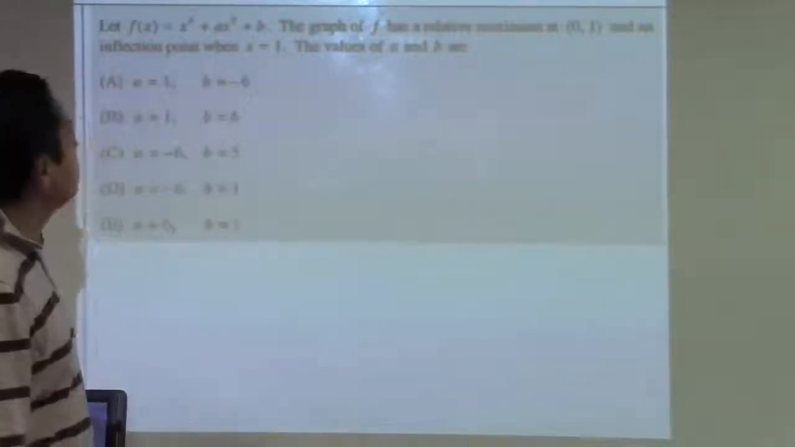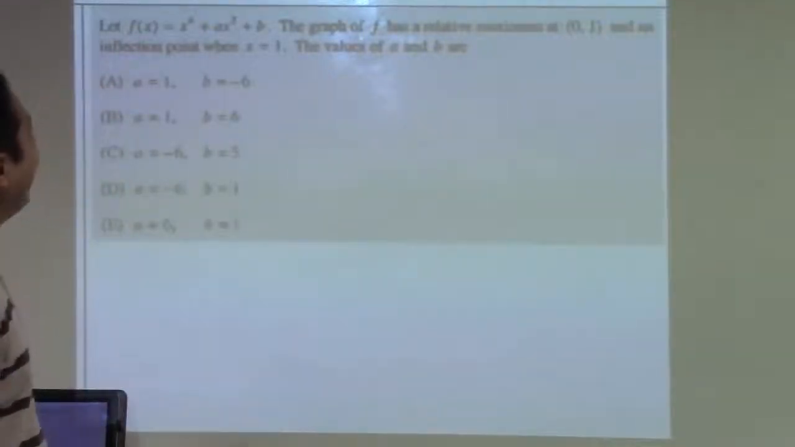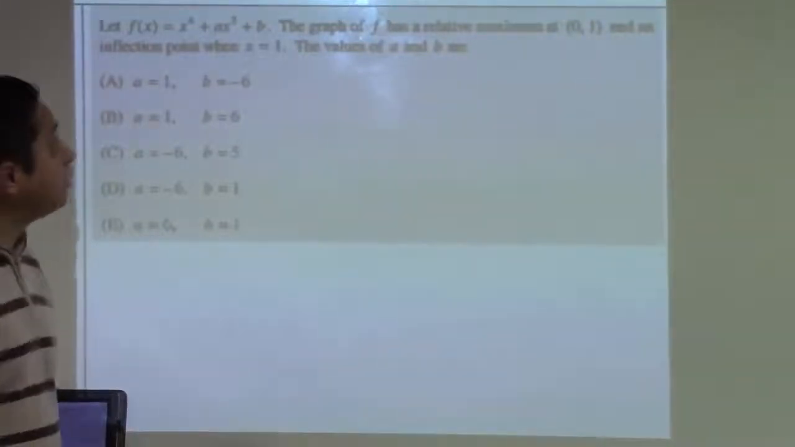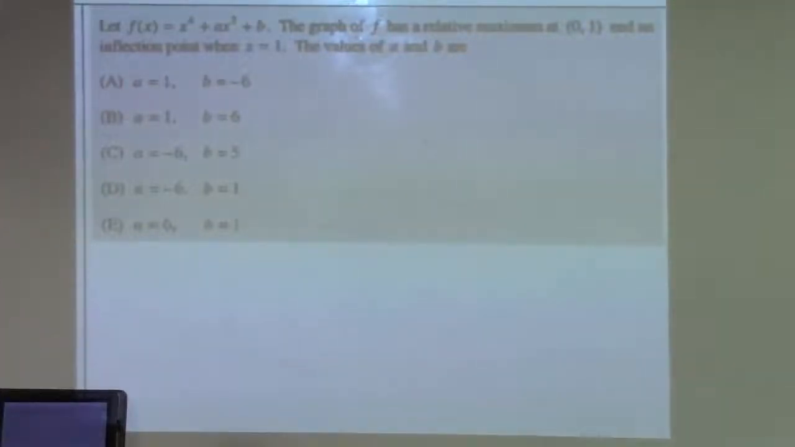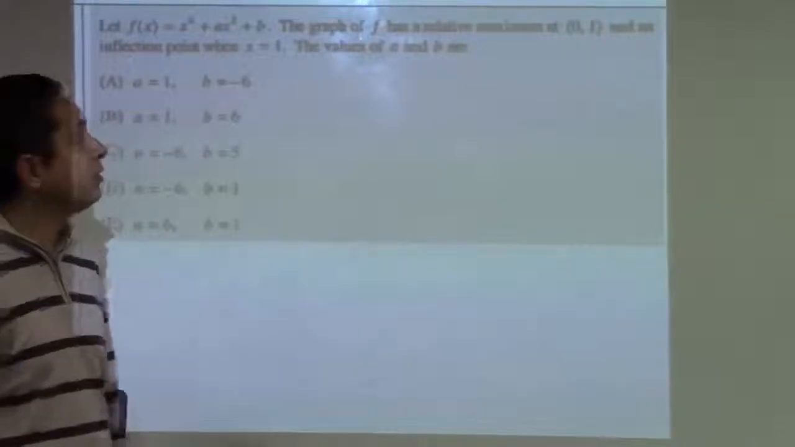Let f of x equals x to the 4th plus ax squared plus b. The graph of f has a relative maximum at x equals.